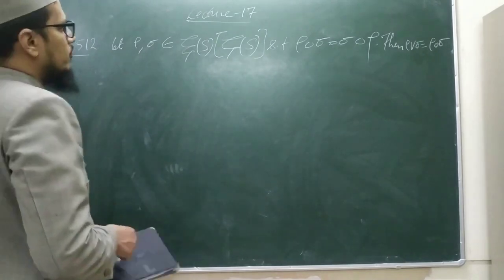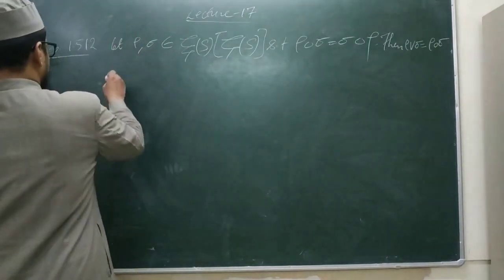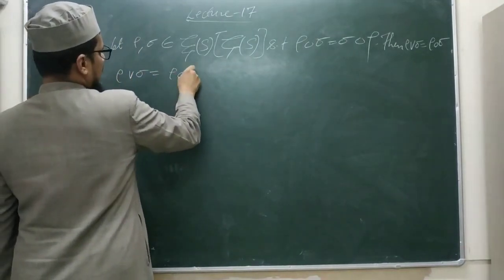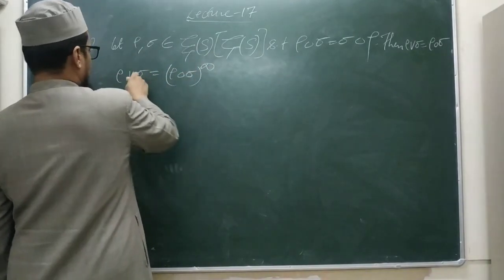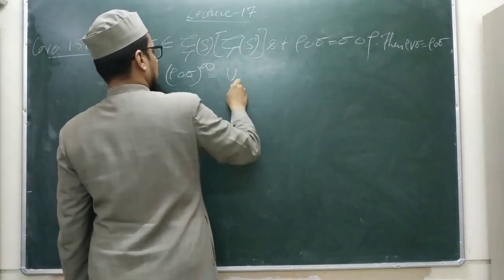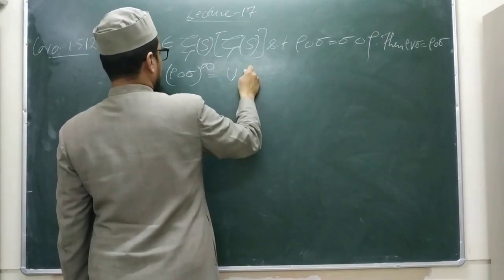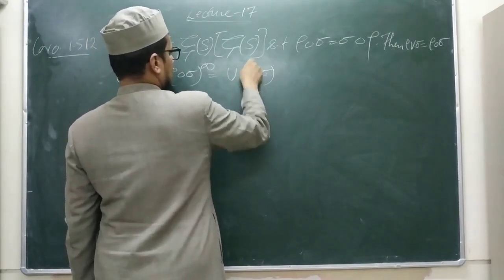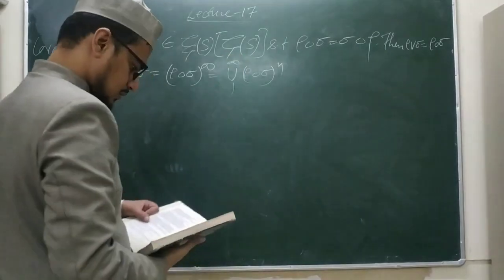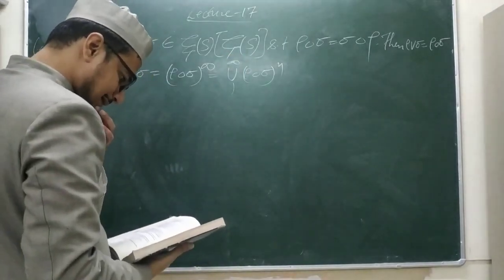See, we already proved what we have already proved. We already proved that rho join sigma is equal to rho composition sigma to the power infinity, correct? It means that you can say it is the union of rho composition sigma to the power n, n from 1 to infinity, like this. So we have already proved this thing.